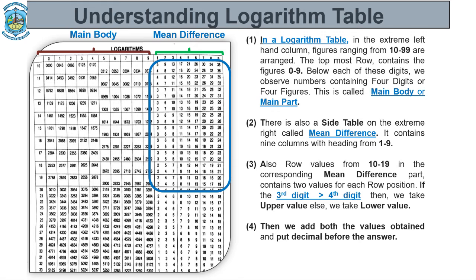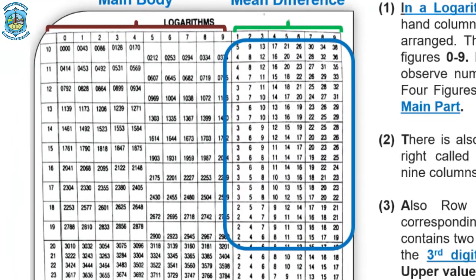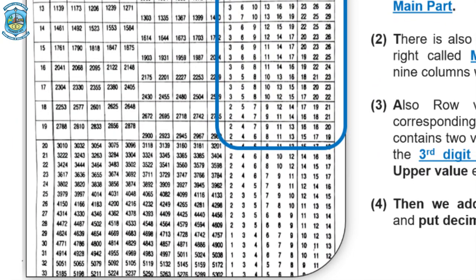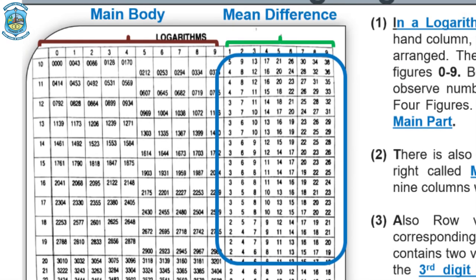Let us understand the logarithm table. So here, if you see, this is a logarithm table. This is just the first page. In the logarithm table, in the extreme left-hand column, we have figures ranging from 10 to 99, from top to bottom. And the topmost row contains the figures 0 to 9. Below each of these digits, we observe some numbers containing 4 digits or 4 figures. This part is called the main body or the main part.